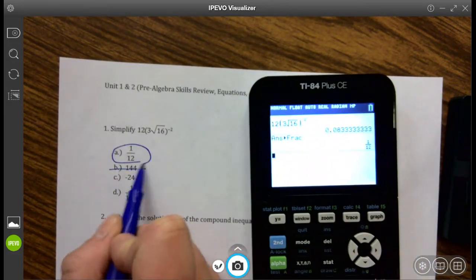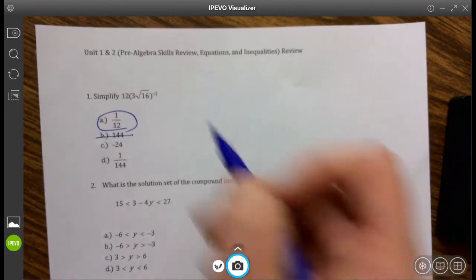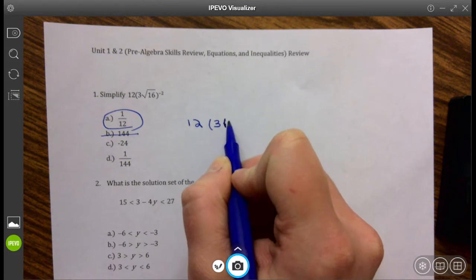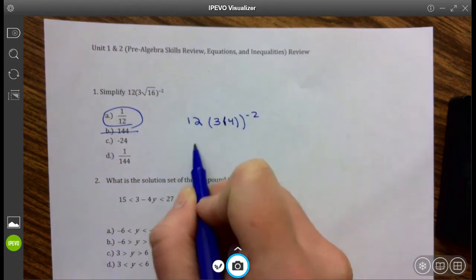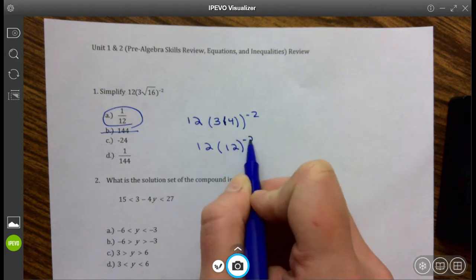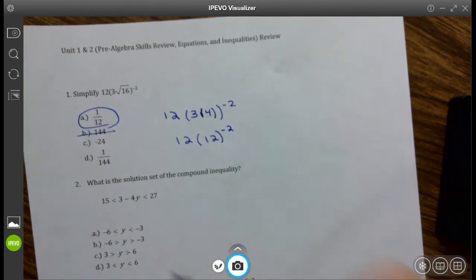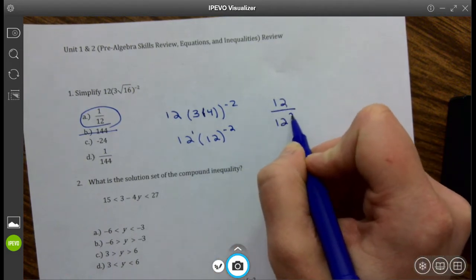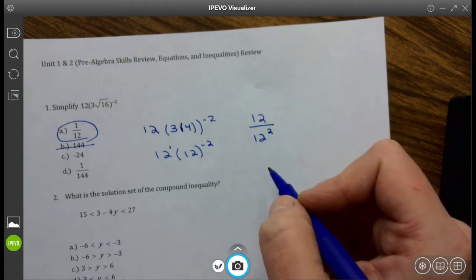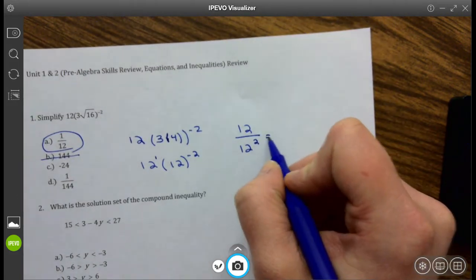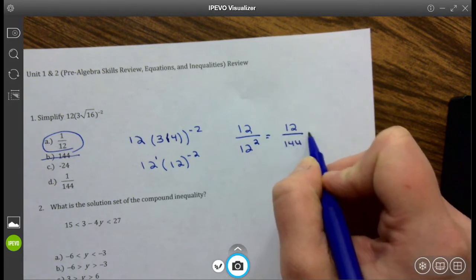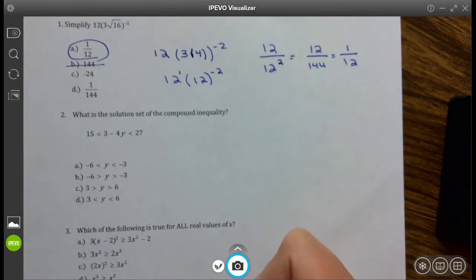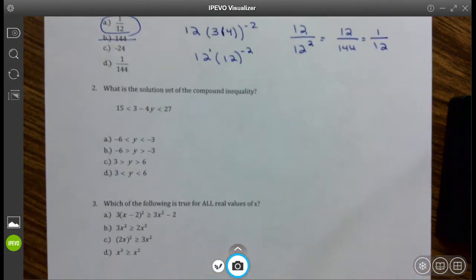That is my answer. Another way to do this is to say, okay, 12 times 3, what is the square root of 16? It's 4 to the negative second. So 12 times 12 to the negative second. Okay. This 12 stays above, this 12 goes below, and now the negative is a positive 2, which you're learning in this chapter. Okay. And then we have 12 over 144, which is 1/12. So either way.